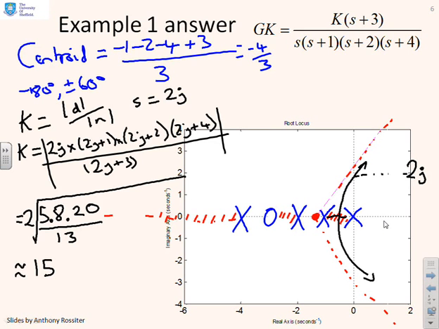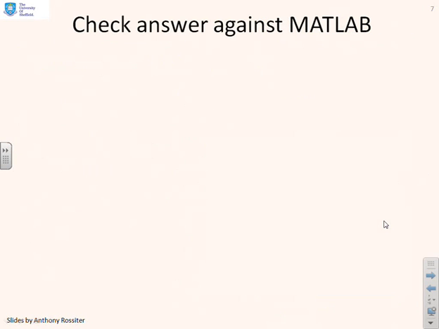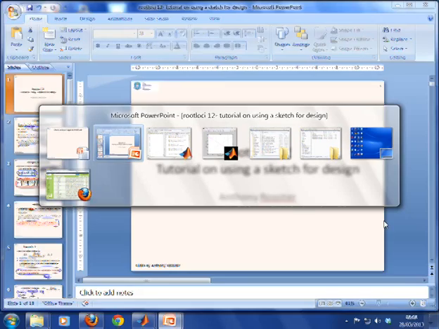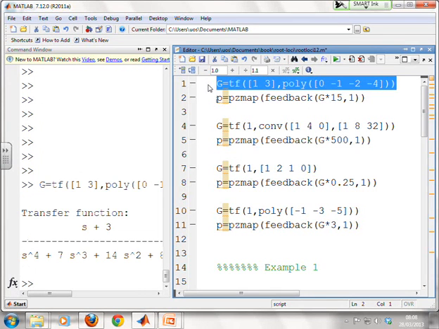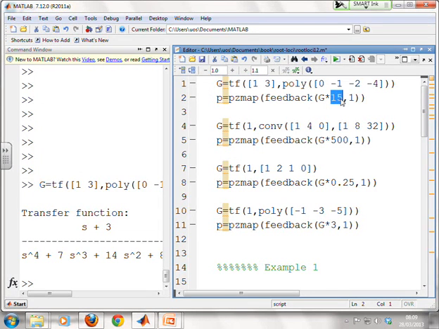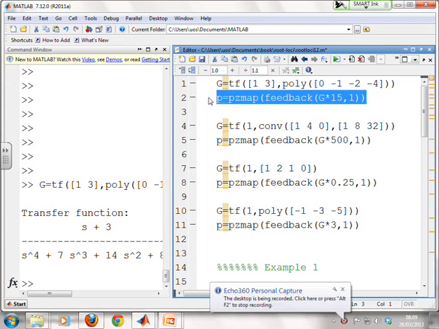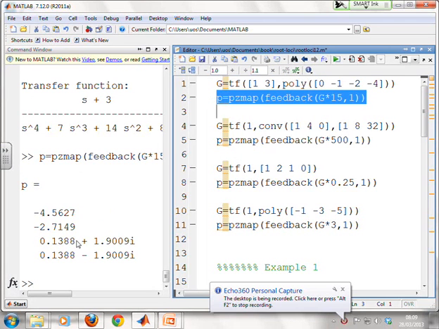So the suggestion is that if you use k of 15, you should get your closed loop poles pretty close to these crossing points. So what I'm going to do is use MATLAB to check and see, have I indeed got a sensible value of k that does what I asked. So here's the MATLAB window. There's my transfer function. I've put it in, and now you'll see I've simply put this value of 15 into my pzmap command to see what I get. And there's your answer.